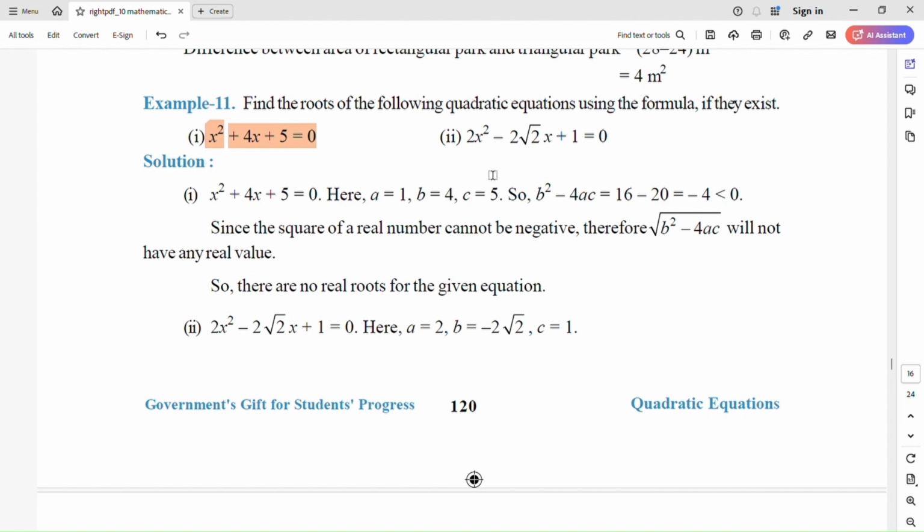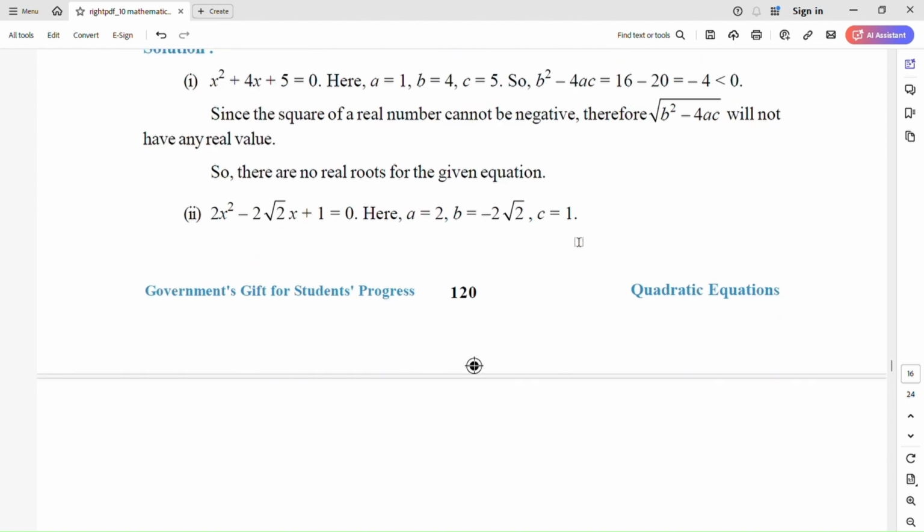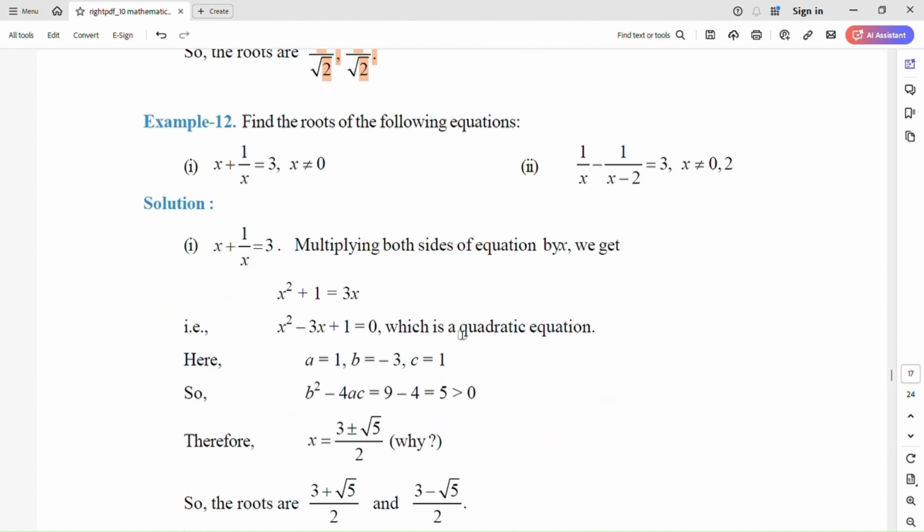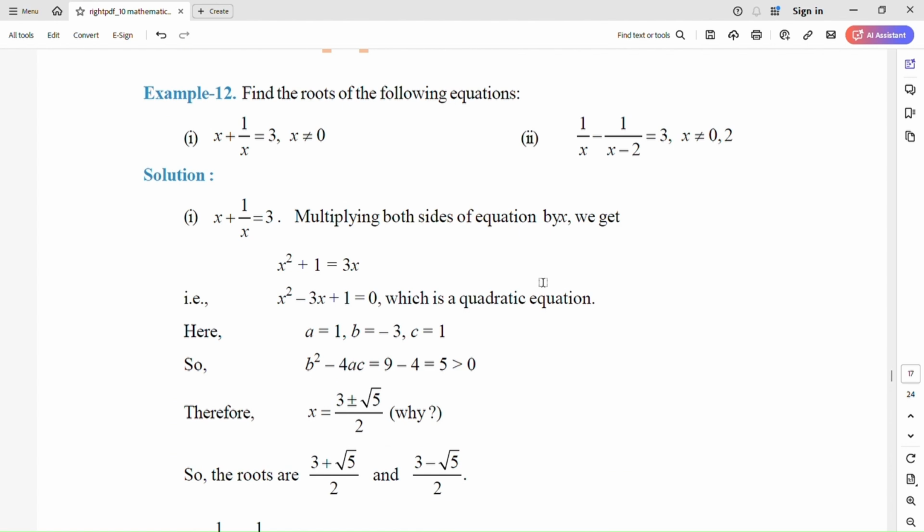Second one is 2x square minus 2 root 2 x plus 1 equal to 0. You substitute a, b, c again and find b square minus 4ac, it is 0. Which is good. That means there are real roots and it will be only one real root. It's a perfect square actually. So the real roots are 1 by square root of 2 and 1 by square root of 2. Okay, let's take more examples.